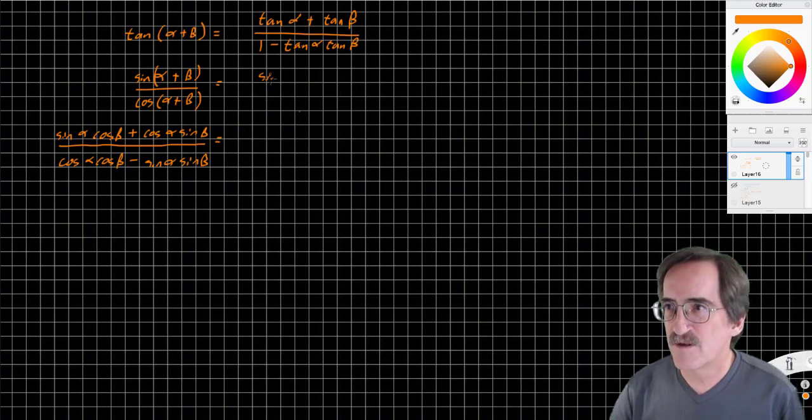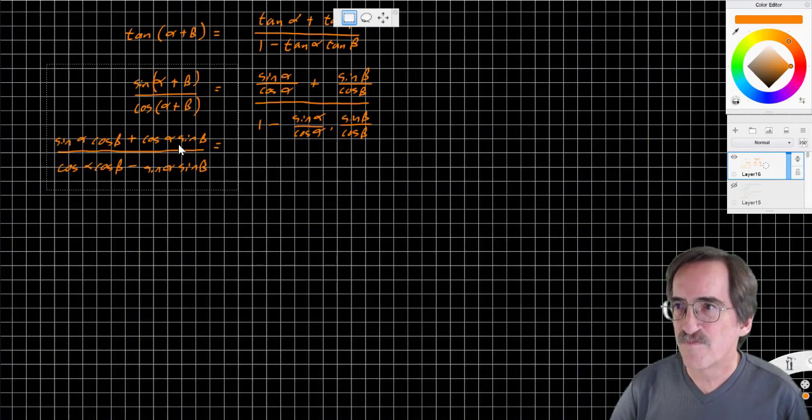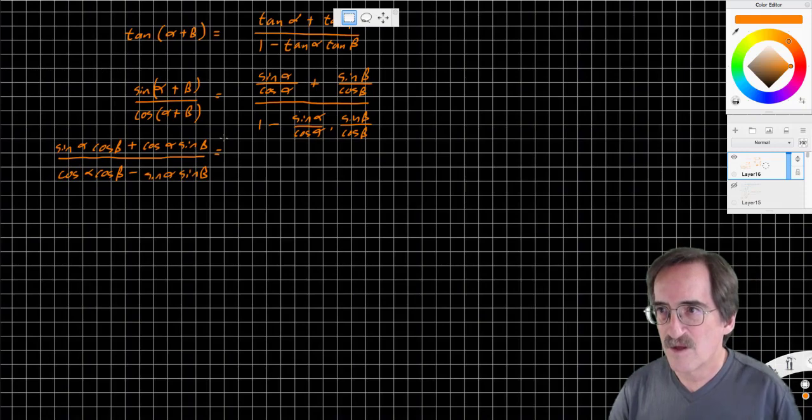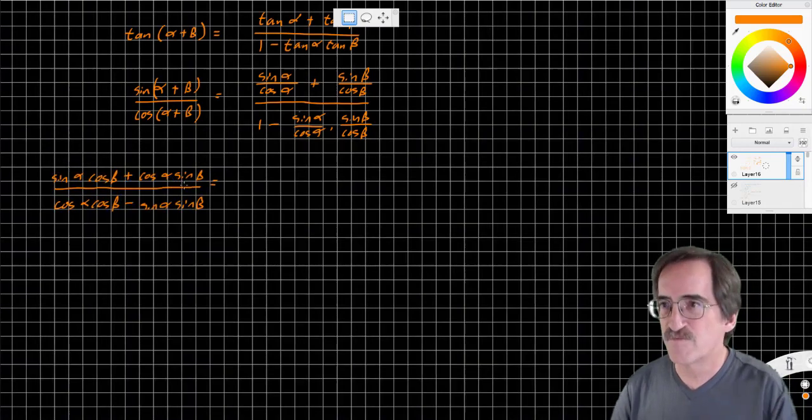Okay, and now let's use the ratio identity for tangent. So tangent is sine alpha over cosine alpha plus sine beta over cosine beta, all over, and we're going to have some cleanup to do here, 1 minus sine alpha over cosine alpha times sine beta over cosine beta. Okay, and let's move things around.